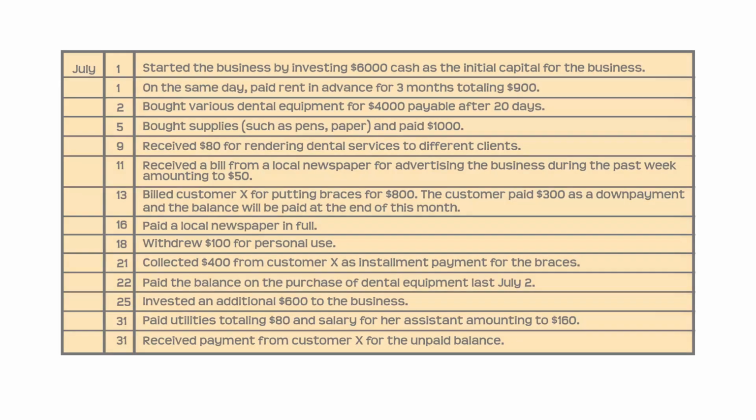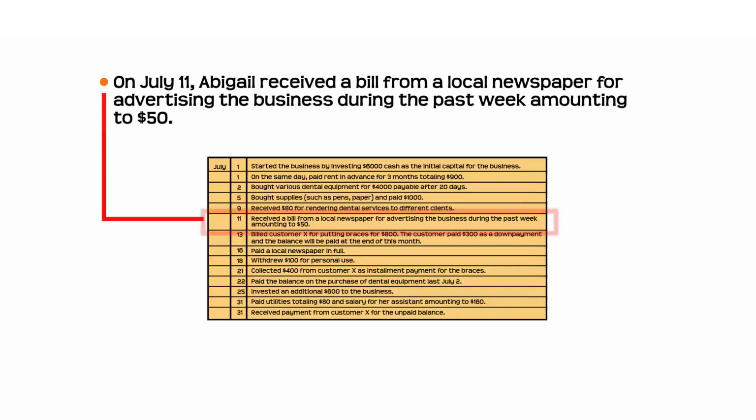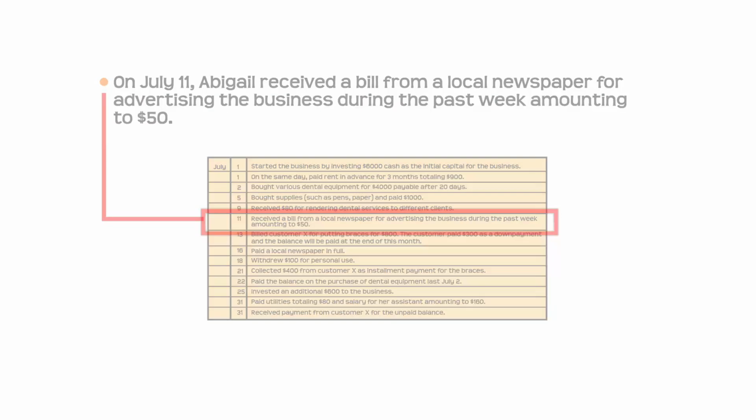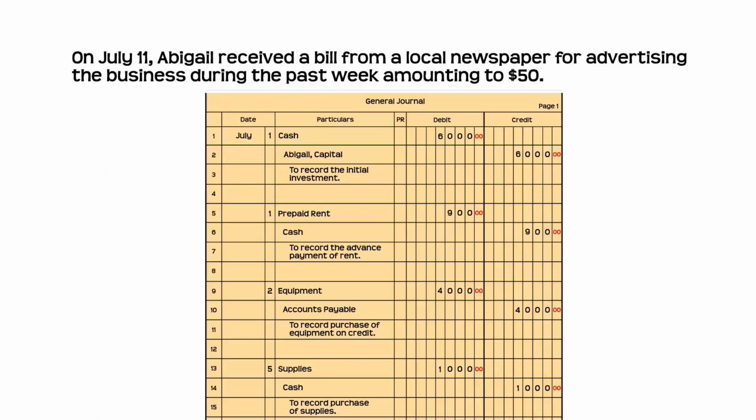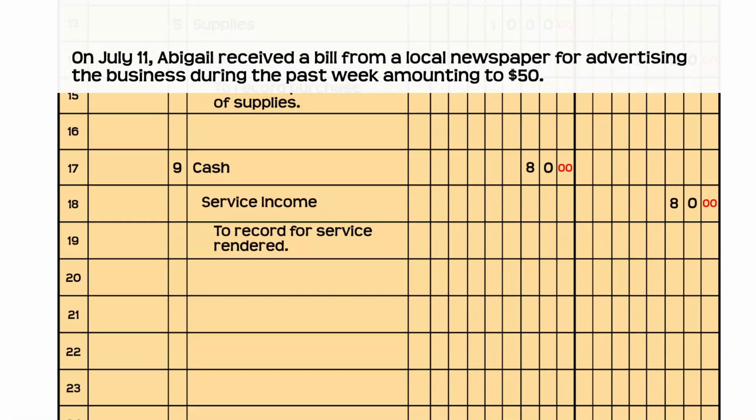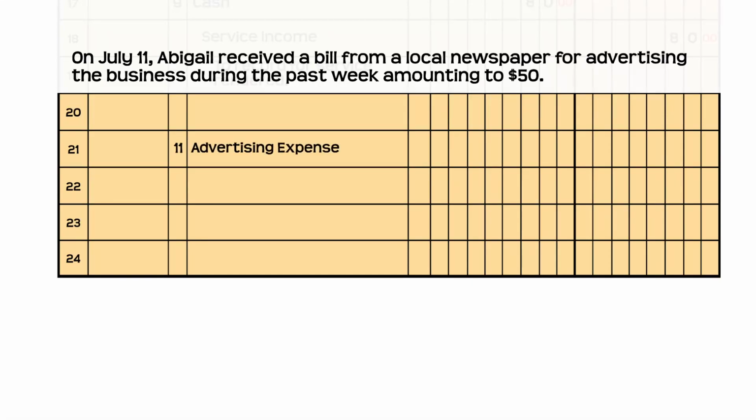On July 11, Abigail received a bill from a local newspaper for advertising the business during the past week, amounting to $50. The account to be debited in this transaction is advertising expense. The normal balance of this account is debit. The advertising expense, as the term implies, is an expense or cost used for advertising Abigail's clinic.